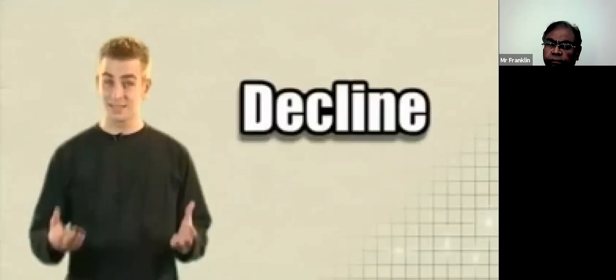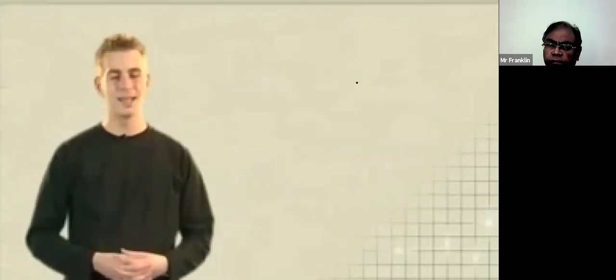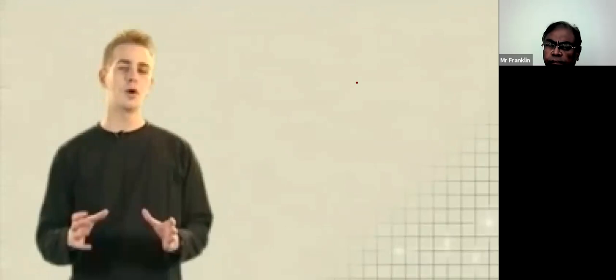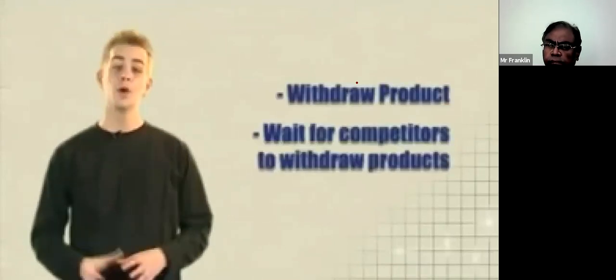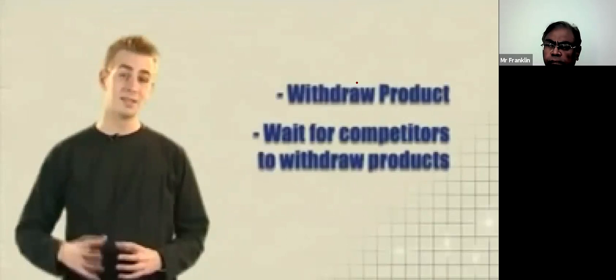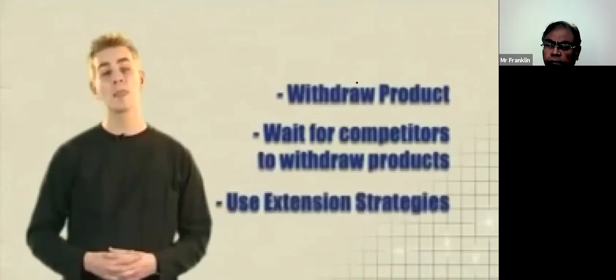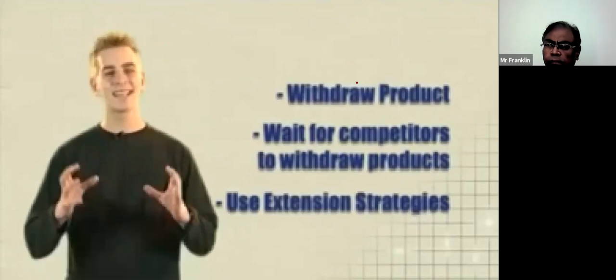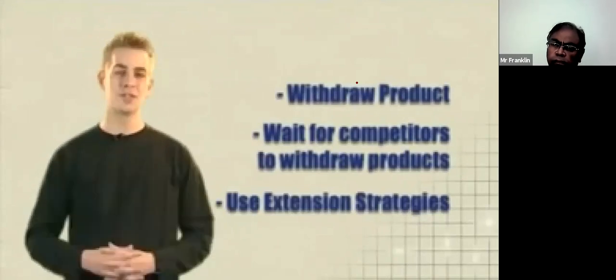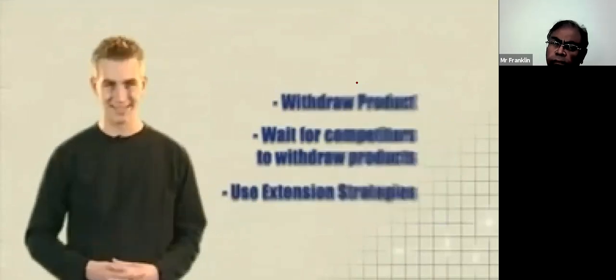The final stage is decline, where sales start to fall. At this point, the firm can either withdraw the product, wait until other competitors have withdrawn their products and take their sales, or use extension strategies to revitalise the product and increase sales. Why don't you have a go at coming up with some extension strategies for Kellogg's cornflakes?